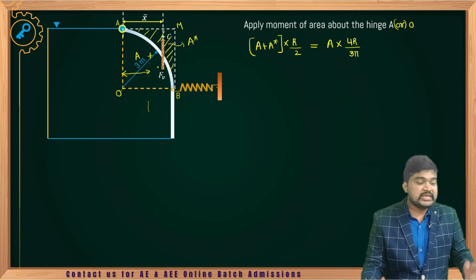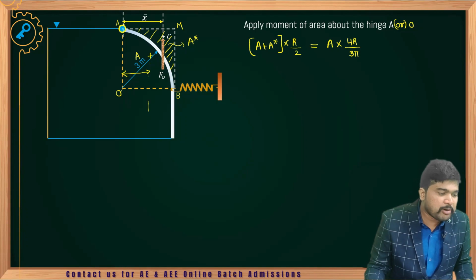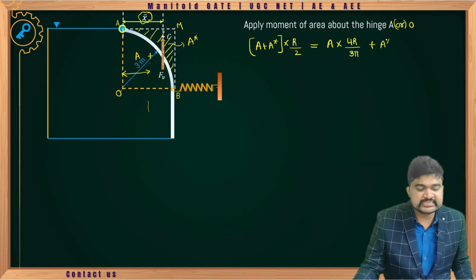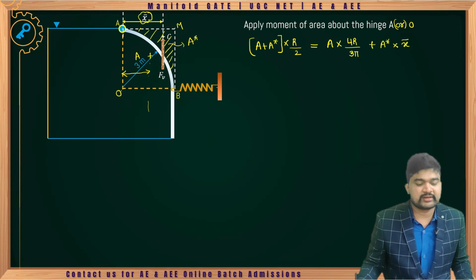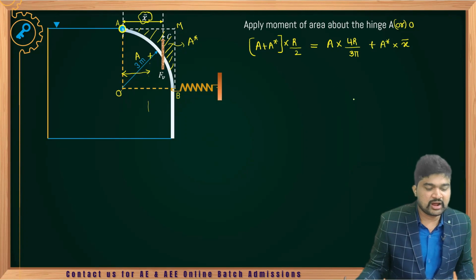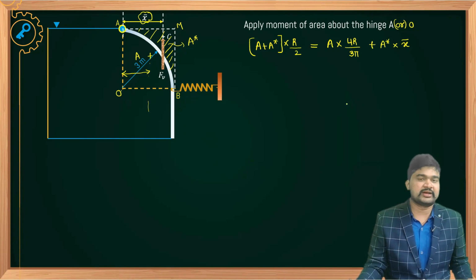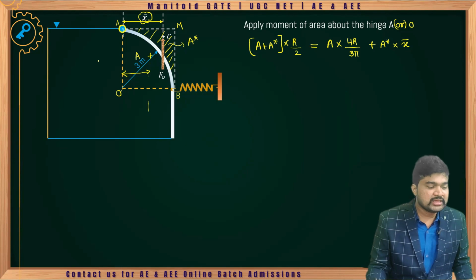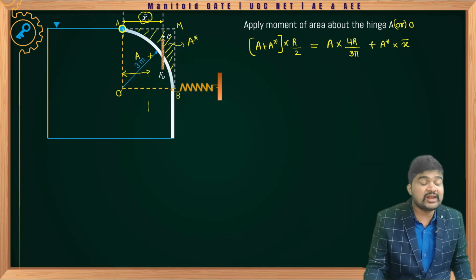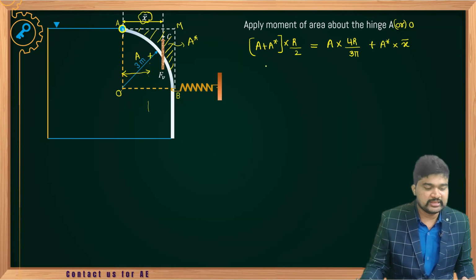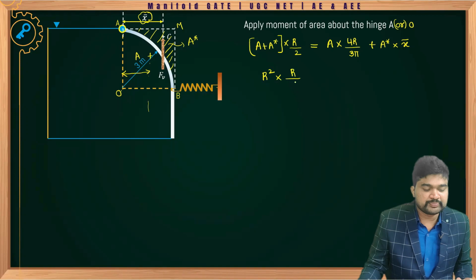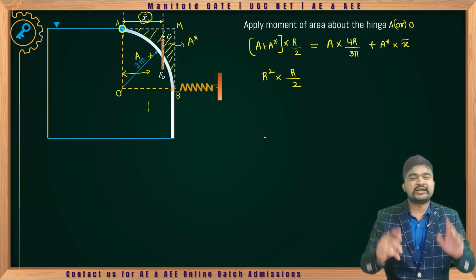Now, moment of area of this particular A star about point A, that will be A star into X bar. Okay, so that is the thing. Here, how to determine X bar from here? That we need to calculate. So here A plus A star is nothing but, tell me, total area of the square you will be getting. So that is equivalent to R square. That is area of the square. Now into R by 2. Understood or not? First consider total square.